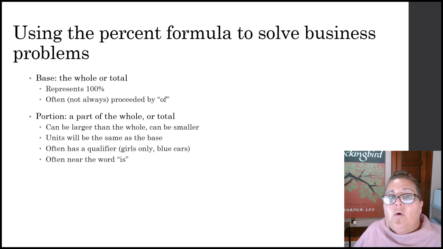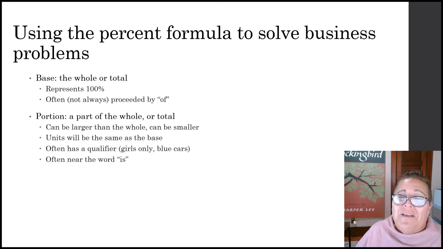The units of the portion will always be the same as the base, and it will often have a qualifier. In other words, we will want to know the portion of girls only, or the portion of cars that are blue. The portion, as your pro tip, is often near the word is. Most often it's after the word is, but sometimes it's before it. As in, the answer is 60, 60 is the answer. We can say that both ways. So it's near the word is, not always before, but sometimes after.